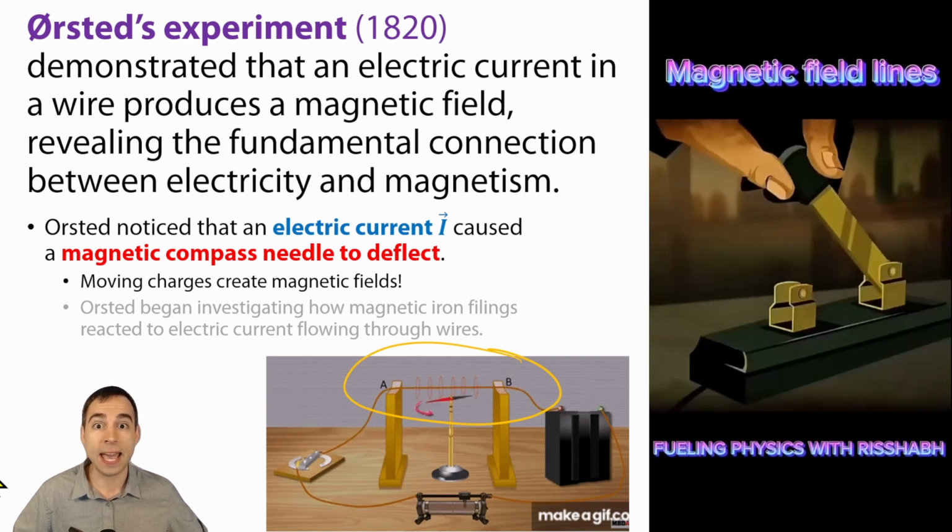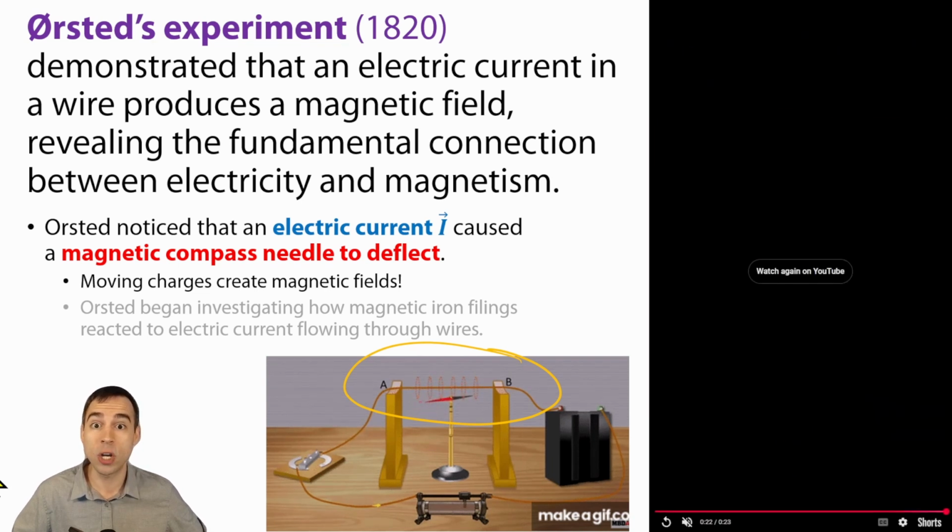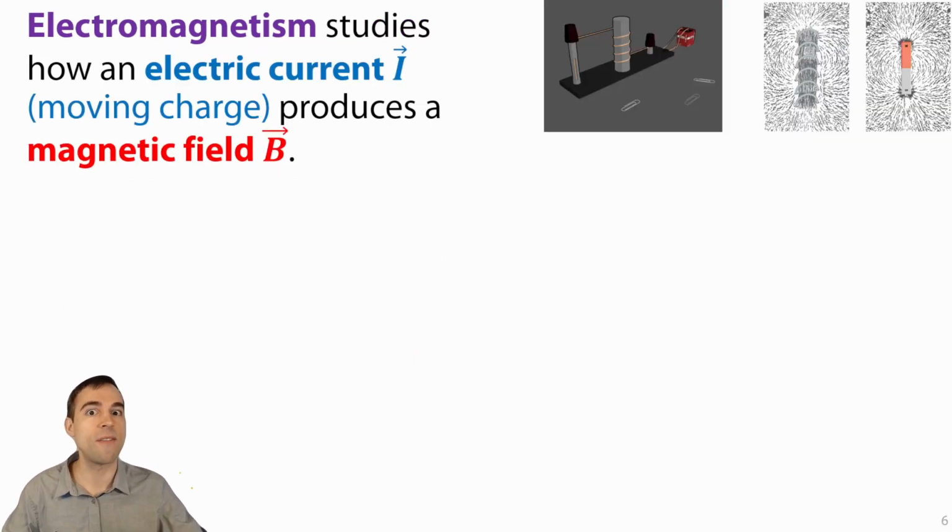And Ørsted began to think that the magnetic field could be some type of field that goes around a moving charge. Electromagnetism is the study of how moving charges can generate magnetic fields. And keep in mind, when I say a moving charge, that's a lot like an electric current. So these two are somewhat synonymous in terms of electromagnetism.